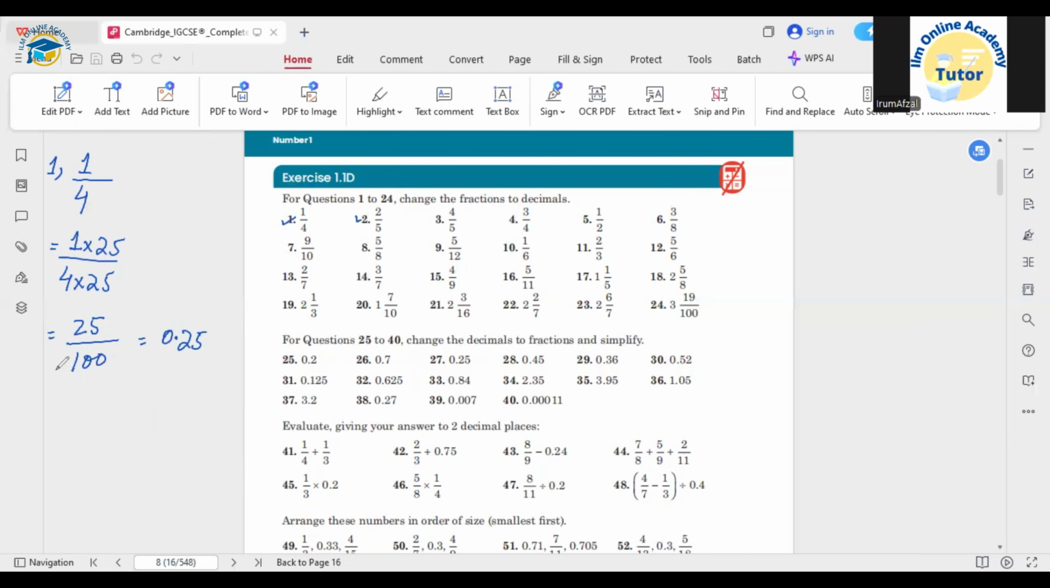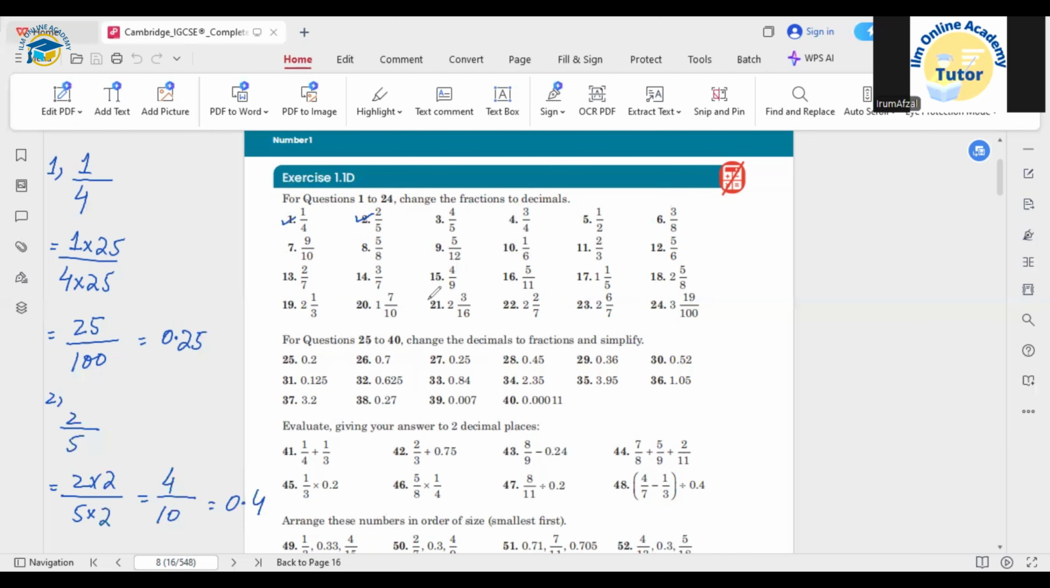Next, for the second part, they gave us 2 by 5. If you want to change it into a decimal, I can easily convert this 5 into tens or hundreds. You need to choose the smallest number to which you can convert. For example, with 5, I can go with 5 times 2 equals 10, and it will be very easy. So 2 times 2 over 5 times 2 is 4 by 10, so I can write 0.4. This is the best way to change a fraction into a decimal.